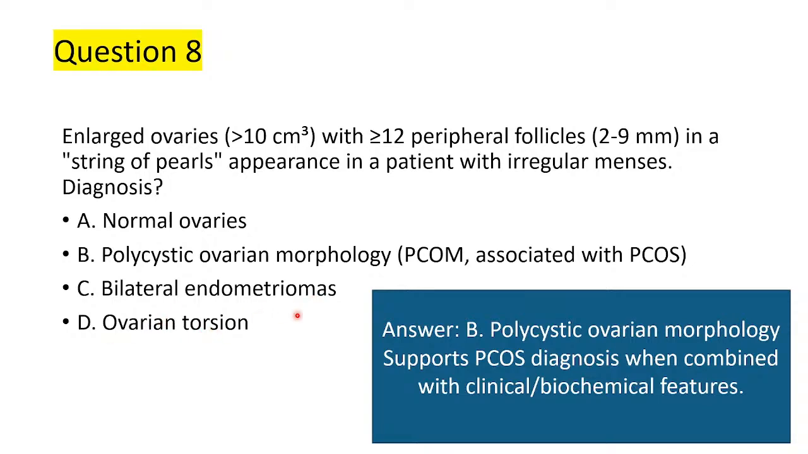So in this scenario, our answer is B, which is the polycystic ovarian morphology, which supports a PCOS diagnosis when combined with clinical and biochemical features.